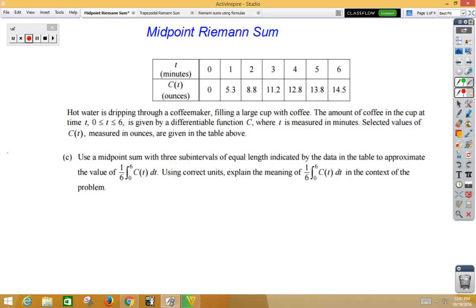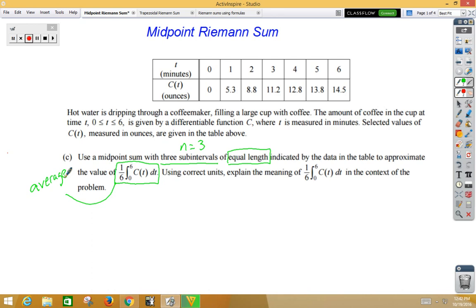Our midpoint sum has three subintervals, n is 3, of equal length, which is important for a midpoint Riemann sum from a table. What we want to do is approximate the value of 1/6 times the integral from 0 to 6 of C of t dt. Now that 1/6 is telling you that you have an average over time. So let's keep that in mind. It says, using correct units, explain the meaning of this, and of course we're doing our midpoint Riemann sum.